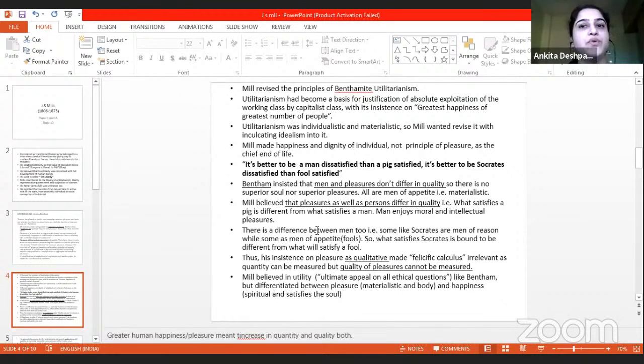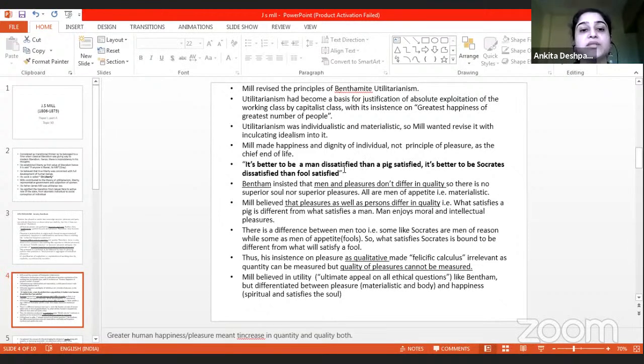And now you cannot measure quality. You cannot have a weighing scale to measure quality. So that's the reason why the philosophic calculus of Jeremy Bentham becomes unapproachable or unattainable here, especially with J.S. Mill. So just remember, for J.S. Mill, quality of pleasures matter. That's why he said it is better to be a man dissatisfied than a pig satisfied.